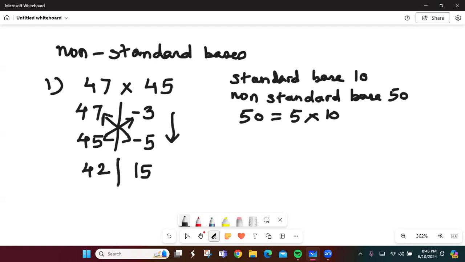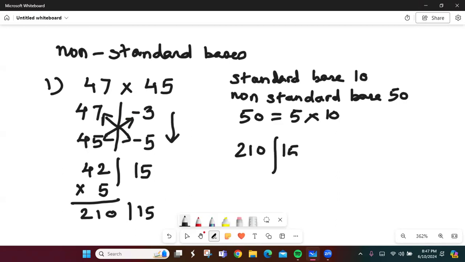Keep it in mind that the number in the left partition, 42, is a base 50 number. So how to change it to base 10? Multiply by 5, because the non-standard base is 5 times the standard base. So 42 multiplied by 5, and that will give me 210. So I will write this here, 210 in the left partition and 15 in the right partition.